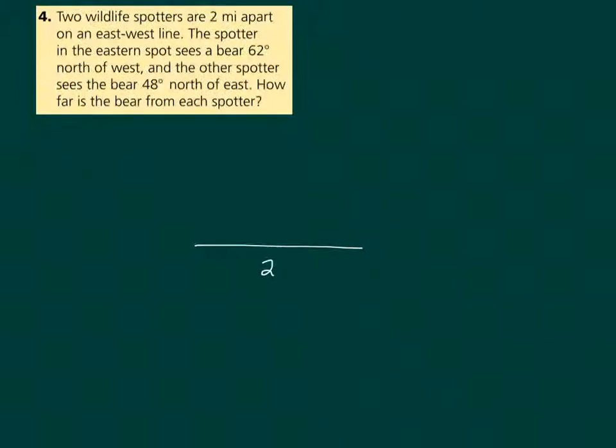So we know that they are 2 miles apart. The spotter in the eastern spot, so he's here, sees a bear 62 degrees north of west. What does that mean? He's in the eastern spot, looking west. His gaze would rotate 62 degrees, so like this. The guy in the western spot sees the bear 48 degrees north of east. So if he's looking east, his gaze rotates 48 degrees, like this. So that is the triangle that we want.